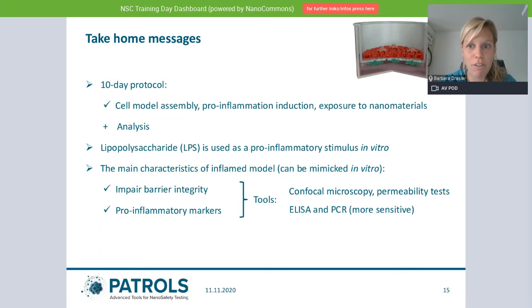So here I'm coming already to the end of my presentation. What I presented today is that in 10 days, we can assemble the model from primary immune cells and a cell line, and we can induce inflammation and expose to nanomaterials. And of course, we need to analyze the whole thing. I want to point out that LPS is a very good pro-inflammatory stimulus for such a model in vitro. And the main characteristics of pro-inflammation can then be tested with very widely accessible tools such as confocal microscopy and permeability tests for impaired barrier integrity, and then ELISA and PCR and other bioanalytical techniques for the other markers.